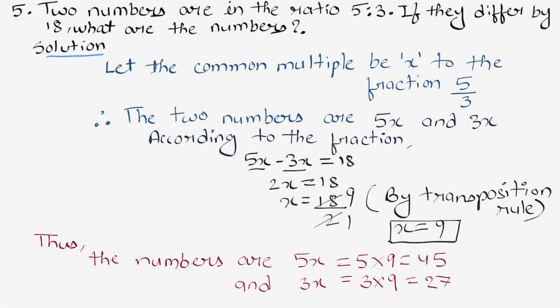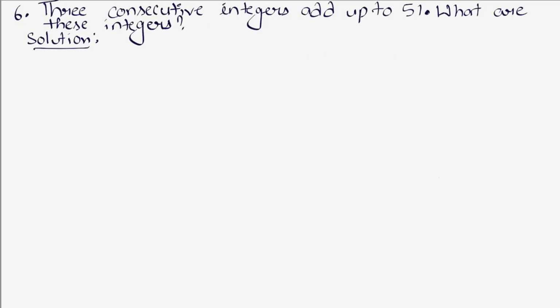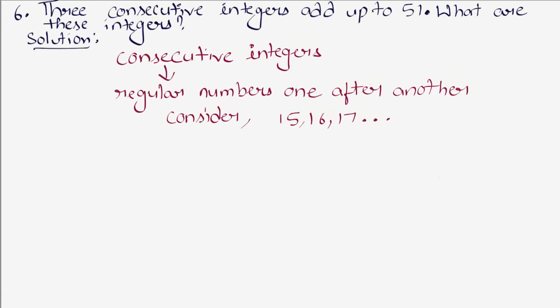When 27 is being subtracted from 45, you get the result as 18. The sixth question: three consecutive integers add up to 51. What are these integers? First, in this question, we need to understand what we mean by consecutive. In this case, they have specified consecutive integers.